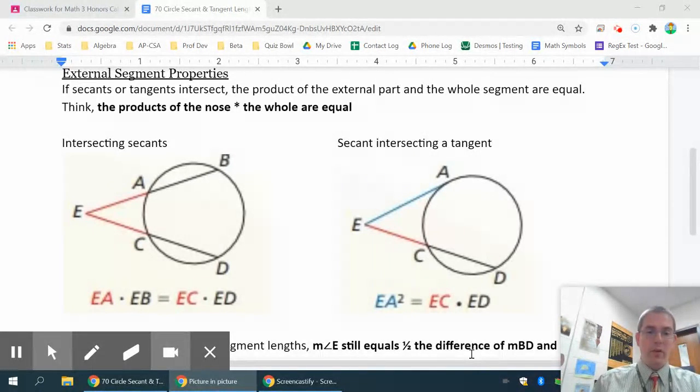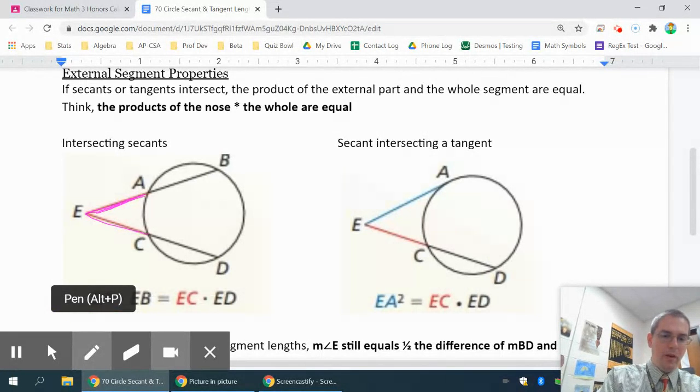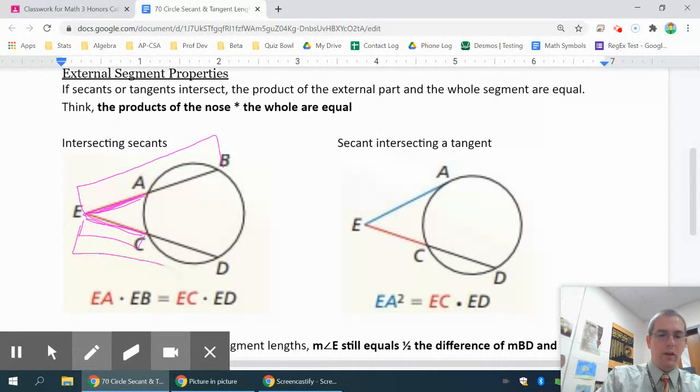Basically, whether it's secants or a secant and a tangent, you're going to take the external part, which I like to call the nose because it kind of looks like a nose sitting out. You can see the red nose here. Times the whole. So the nose part, EA, times the whole part, EB, equals the nose part, EC, times the whole part, ED. So I just think that the products of the nose times the whole are equal.